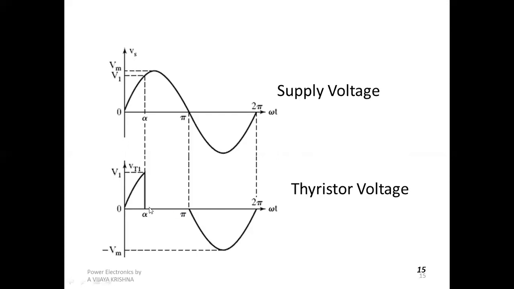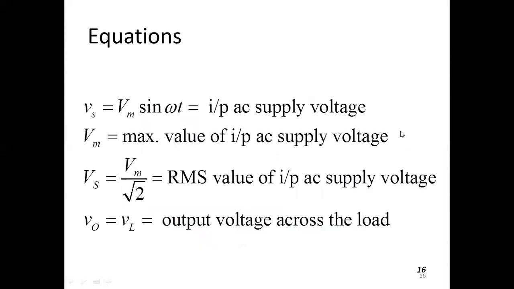But the voltage waveform exists from 0 to alpha. From 0 to alpha the voltage exists, but alpha to pi it does not. It should be 0. From pi to 2 pi, the negative half cycle, the thyristor doesn't conduct. Therefore, the thyristor voltage is this much value. This is nothing but the waveforms across the thyristor, and also the output voltage and output current. Next, how the equations are obtained.